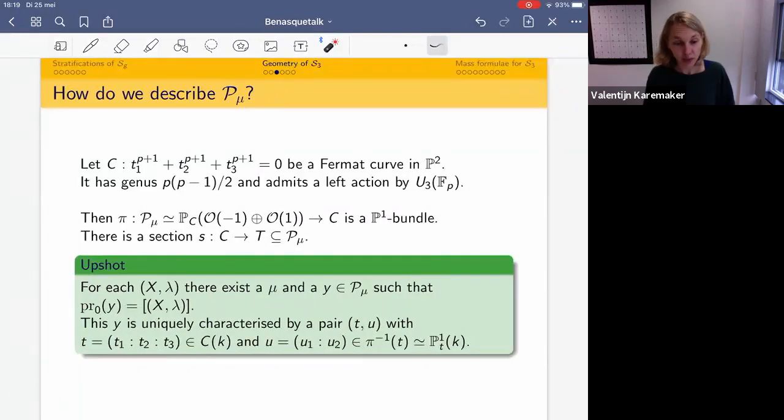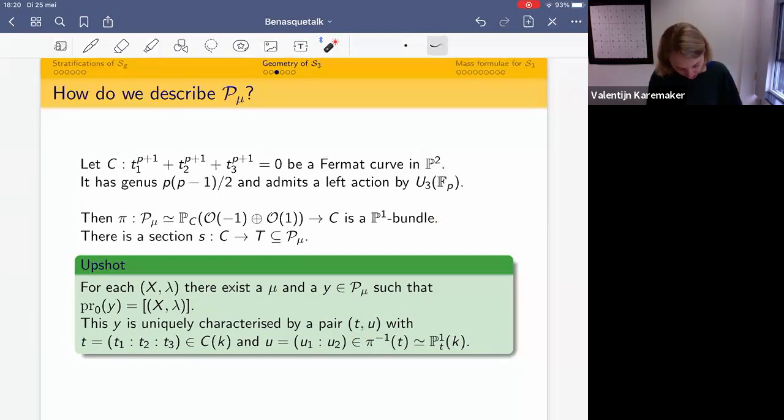And now, what do we have? Well, first of all, for each x lambda in S3, there exists a polarization mu and a PFTQ y, so a chain of isogenies corresponding to this mu, such that the projection map sends this y to the class of x that we started with. So we can always find, for every variety, such a flag type quotient. And this flag type quotient in turn is uniquely characterized by a pair of two parameters, t and u, that come exactly from this structure of a P1 bundle.